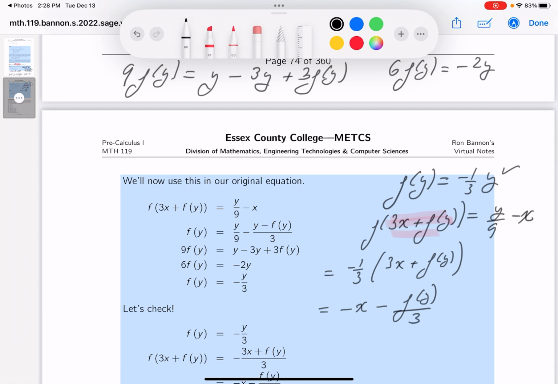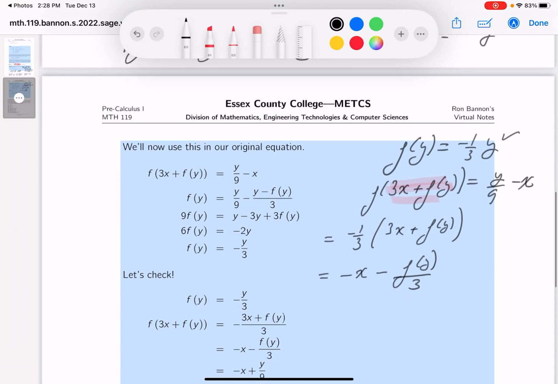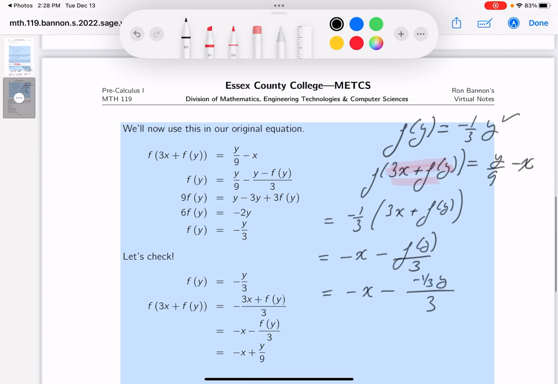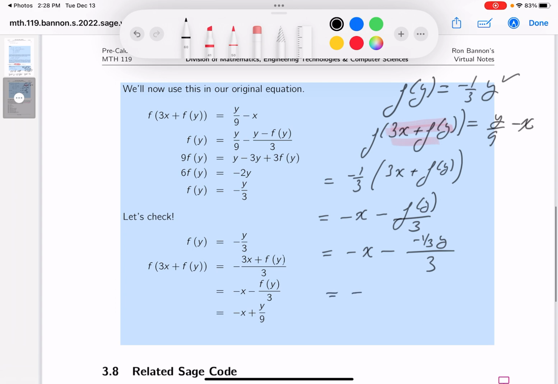Now, what's f of y again? I'll write that down for you. So it's minus x minus, what's f of y? Well, we've determined it's minus 1/3 of a y. And what would this give us? This would give us minus x plus y over 9, which is exactly what we want to come up with right over there. So things are working out as advertised.